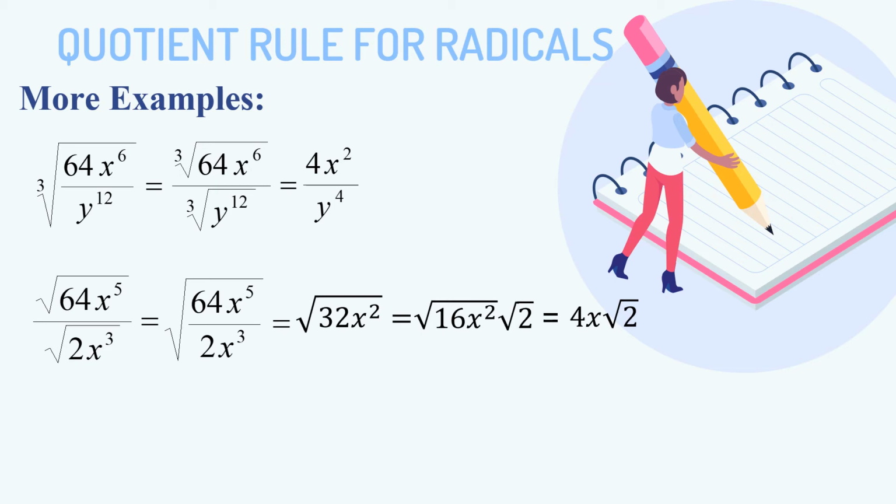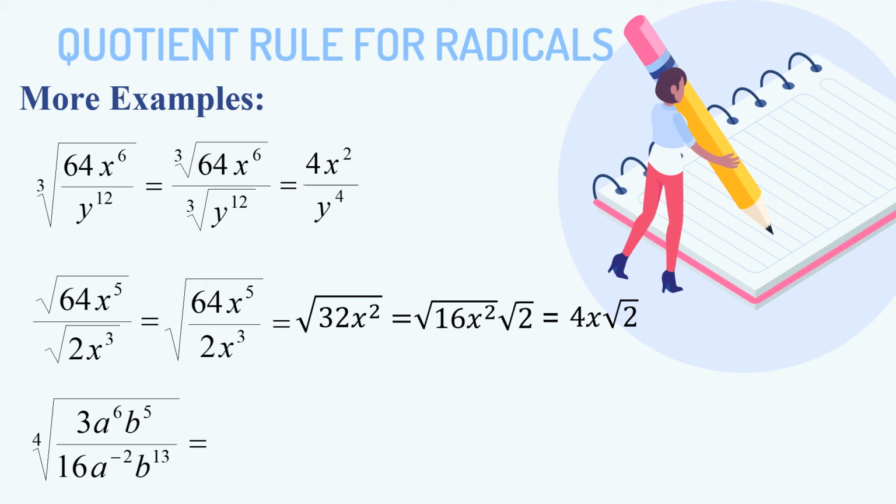So the answer is equals 4x square root of 2. And let's make another example. Let's find the fourth root of 3a to the 6th power b to the 5th power over 16a to the negative 2 and b to the 13th power.